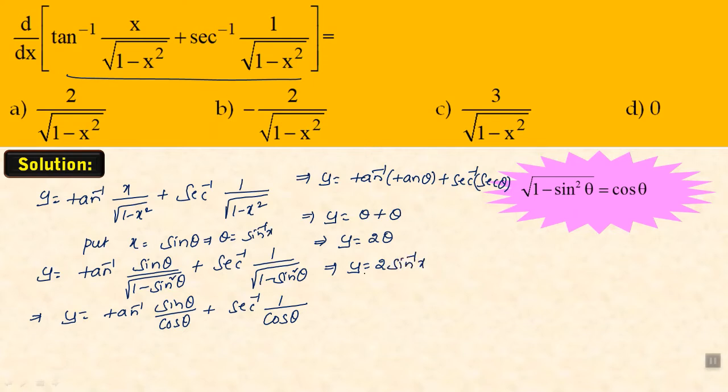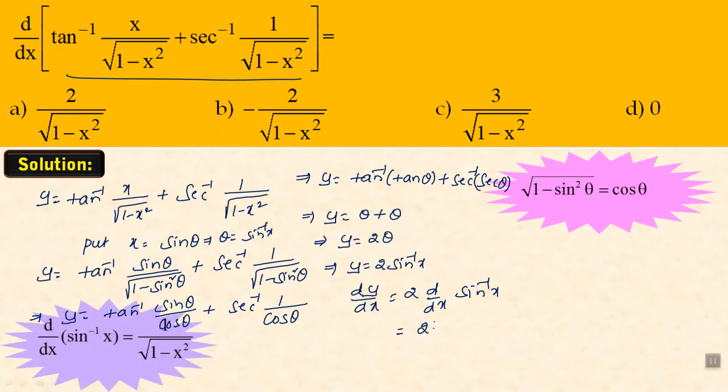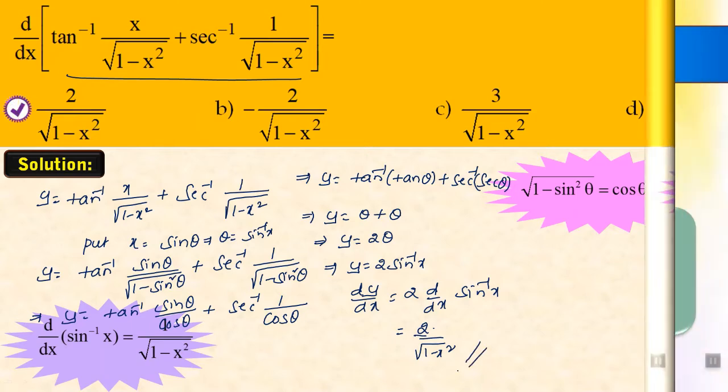Now differentiating with respect to x on both sides, we get dy by dx is equals to 2 into d by dx of sine inverse x. This equals to 2 into d by dx of sine inverse x is equals to 1 by root of 1 minus x square. Therefore, the answer is option A.